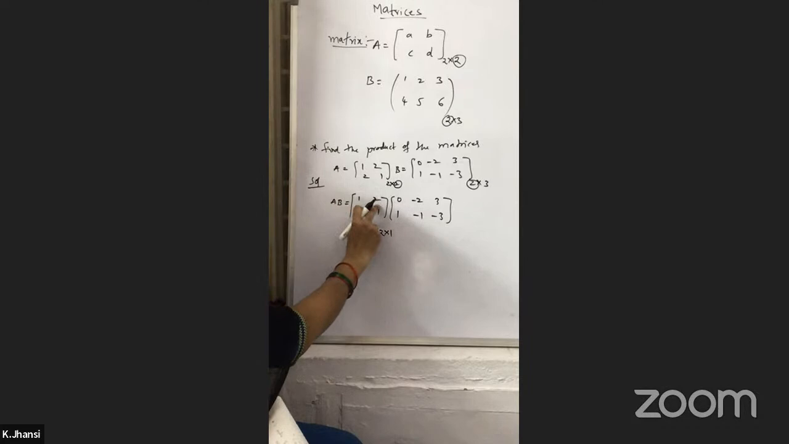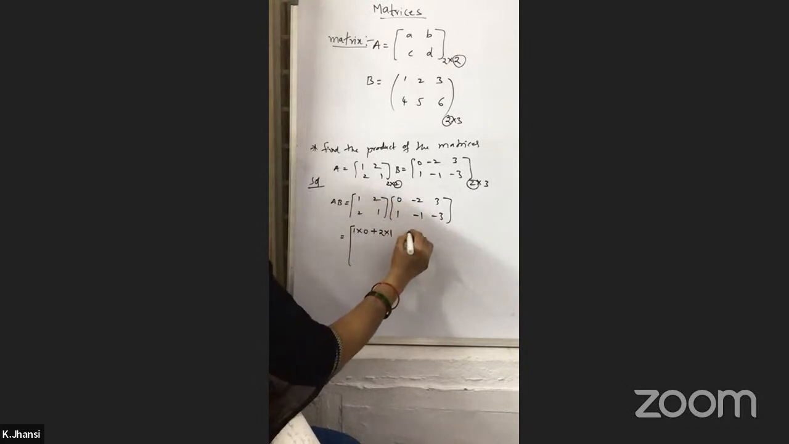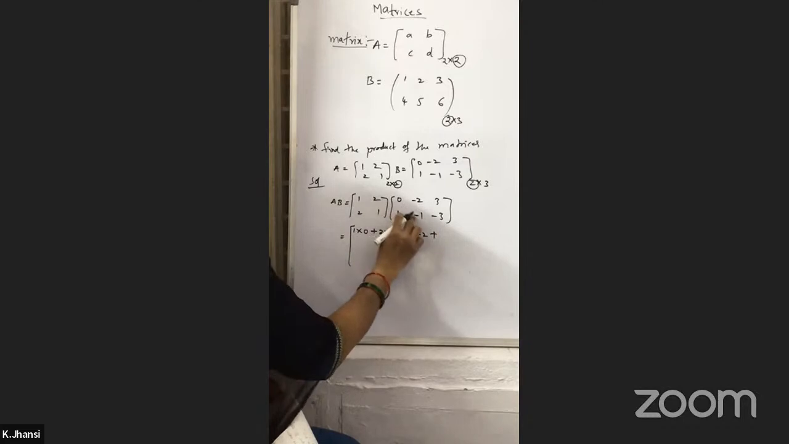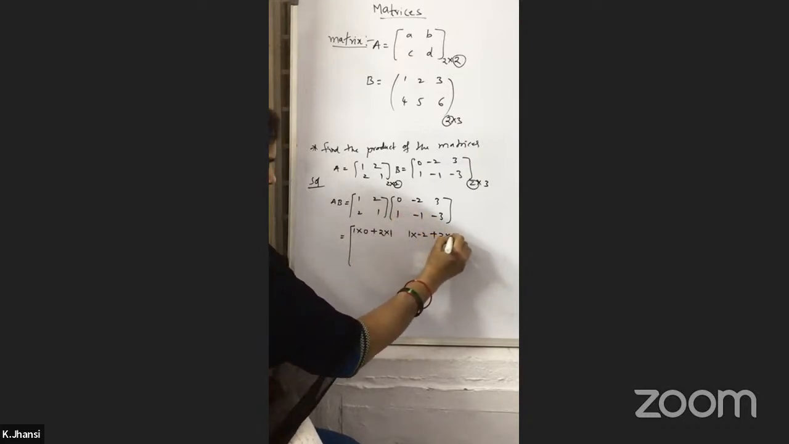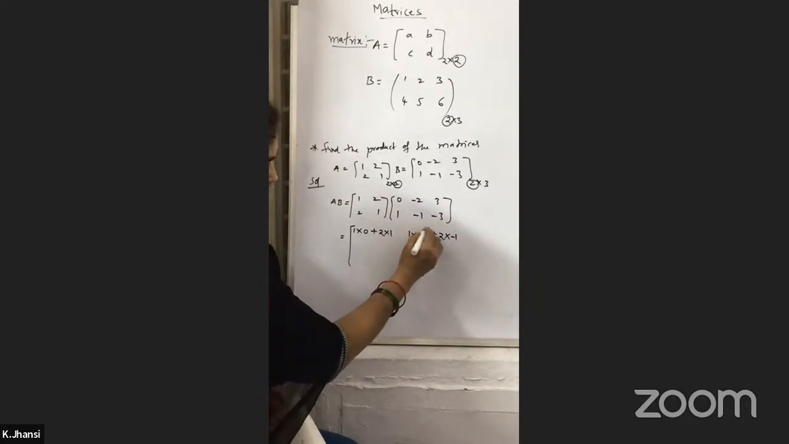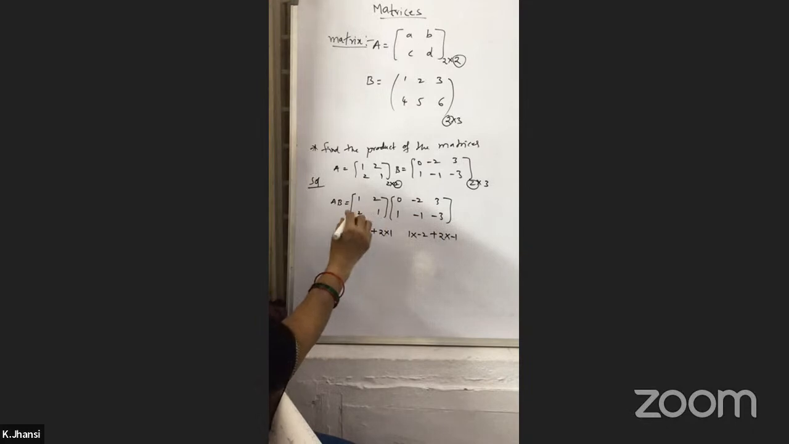Okay, this is first row, first column. Next, first row, second column. That is 1 into minus 1 plus 2 into minus 1. If you want, you can write in the brackets also like this. 2 into minus 1. Negative sign is there, means you can write brackets if you have any confusion.